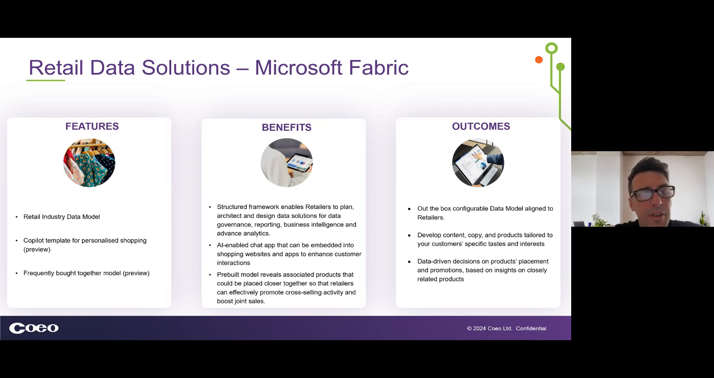And I guess just to leave with one last point around Microsoft Fabric. Microsoft Fabric offers retail data solutions, and what that means is that they've got some key benefits and solutions as part of Microsoft Fabric that are geared towards retailers themselves. Three key areas of note, in addition to all the benefits I've mentioned around Fabric before: the retail data model, Copilot as well, that can be embedded into websites and applications, and then a machine learning model that's frequently brought together. But the first one, the retail industry data model, is a structured framework that really streamlines the process of building that data model.